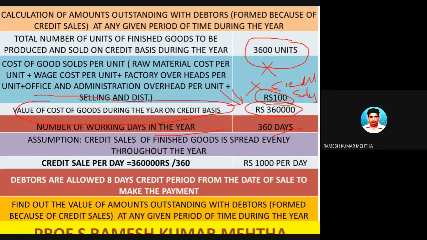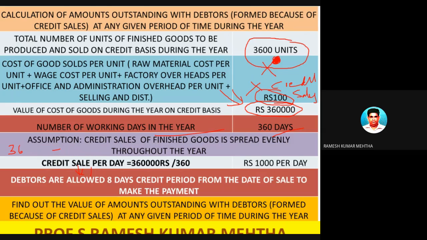Now what we are going to calculate: credit sales of the finished goods is spread evenly throughout the year. Means whatever I am manufacturing, I am selling on credit basis throughout the year on an even basis. Means I am manufacturing 3,600 units over a period of 360 days. Every day I am going to sell 10 units, and per unit money is getting stuck to the tune of 100 rupees. So 1,000 rupees will get stuck with the customer on a daily basis. So that is what we are trying to find out.